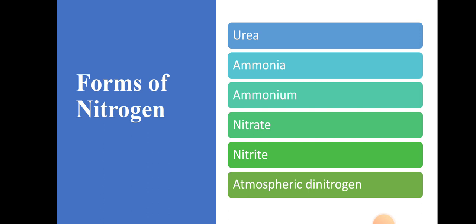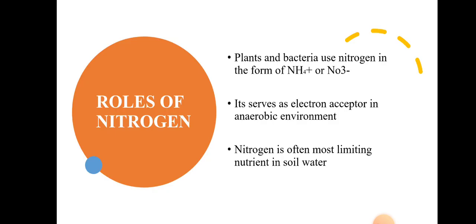The role of nitrogen in the environment is that nitrogen is the key nutrient element for plants. However, the abundant nitrogen in the atmosphere cannot be used directly by plants or animals. So, plants and bacteria use nitrogen only in the form of ammonia or nitrate. It also serves as an electron acceptor in the anaerobic environment. Nitrogen is the most limiting nutrient in soil.